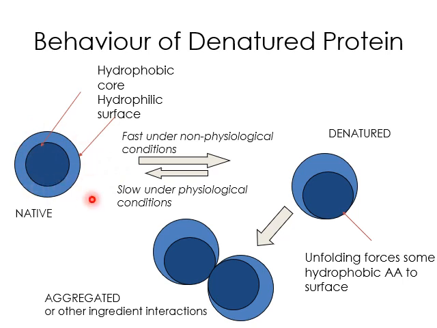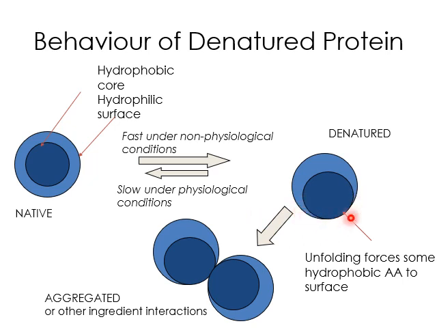Just to show you the behavior of denatured protein, for native protein, you can see that it has this hydrophobic core and hydrophilic surface. The hydrophilic surface will maintain solvation layers with bound water. This will maintain the solubility of the protein because the attractive force between the proteins remains dampened. But if you put this native protein under non-physiological conditions such as heating or in a non-polar solvent, the protein will start to unravel and denature, and this will force some of the hydrophobic amino acids to the surface.